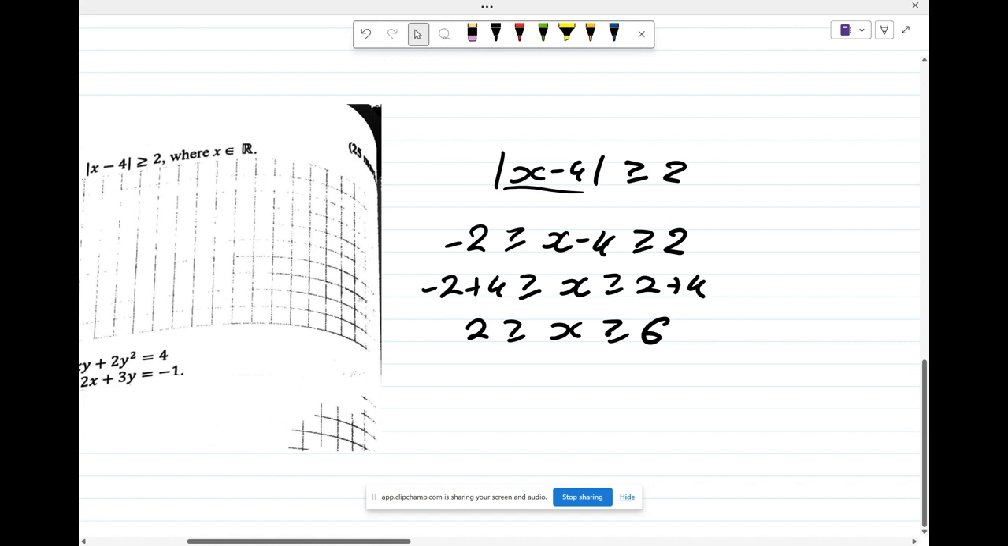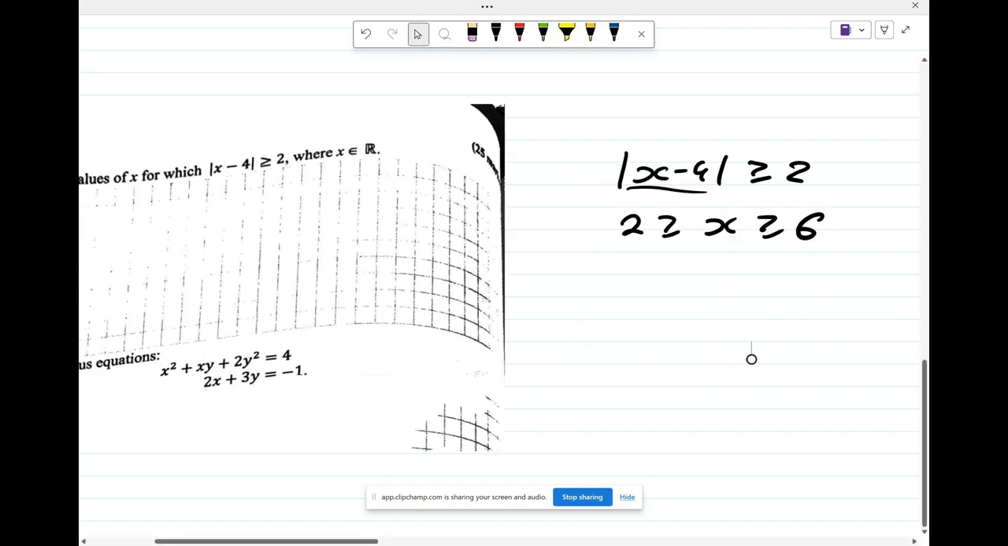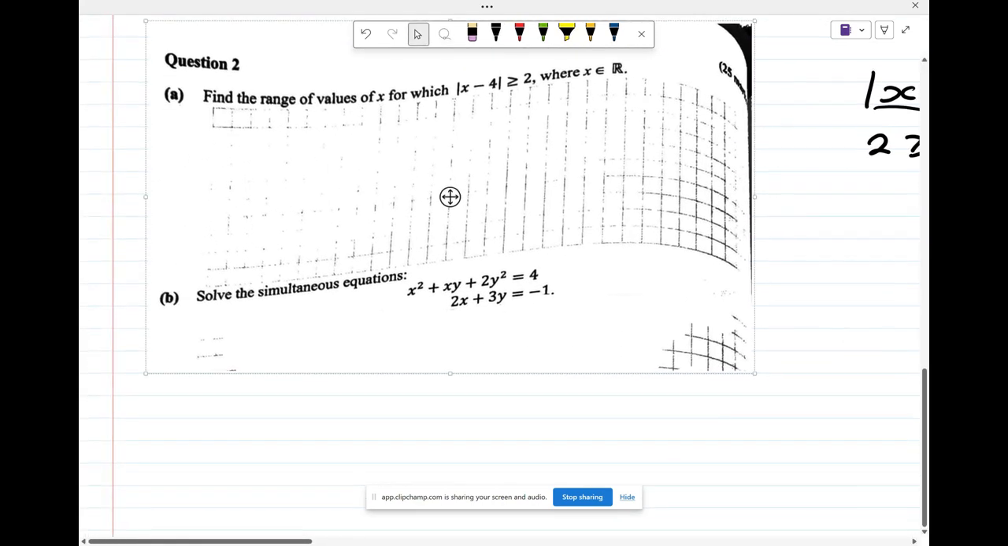And that is your final answer. Much quicker, a lot easier. So try to remember that. Great. Okay, so moving on, we were asked to solve the simultaneous equations.